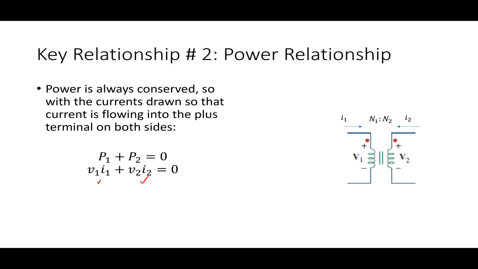So that's just using our passive sign convention, right? We call power positive when a current flows into a plus terminal, and so on the secondary side, it's doing the same thing. Current's flowing into the plus terminal. So that tells us that V1 I1 equals negative V2 I2, right? So essentially what it's saying is the power that flows into the primary flows out of the secondary. Is essentially what that's saying.